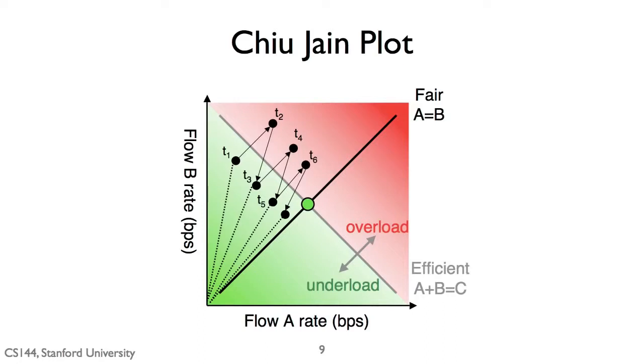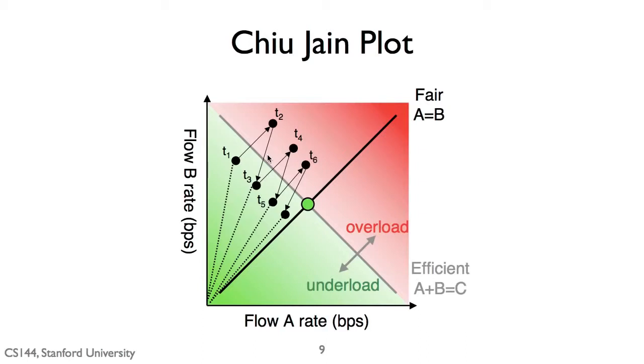Now what this series of T1 through T6, etc., shows you is how additive increase multiplicative decrease behaves. So let's just pick this arbitrary point T1, where flow B is operating well above its fair share, as you can see by this distance. And flow A is operating well below its fair share, as you can see by this distance here.